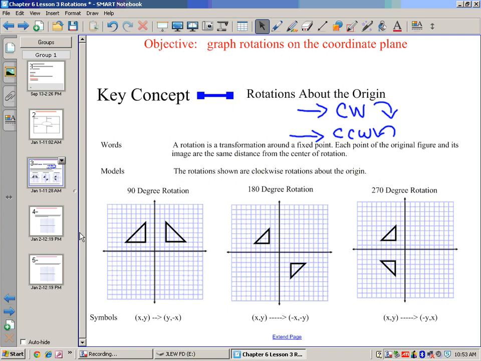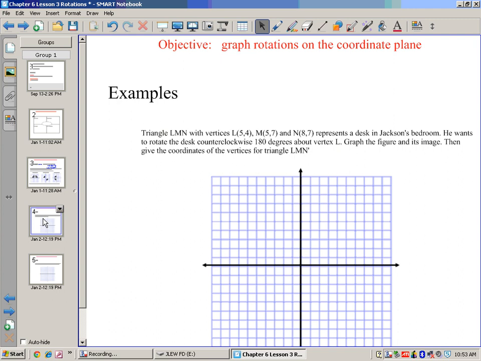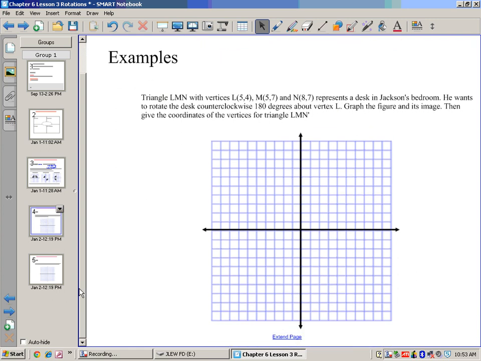Our first example is going to be centering on flipping a desk, and the fixed point is going to be one of the vertices. So here's what you need to do when we're rotating off a vertex. First, we're going to graph our triangle. L is 5, 4. M is 5, 7. And then N is 8, 7.